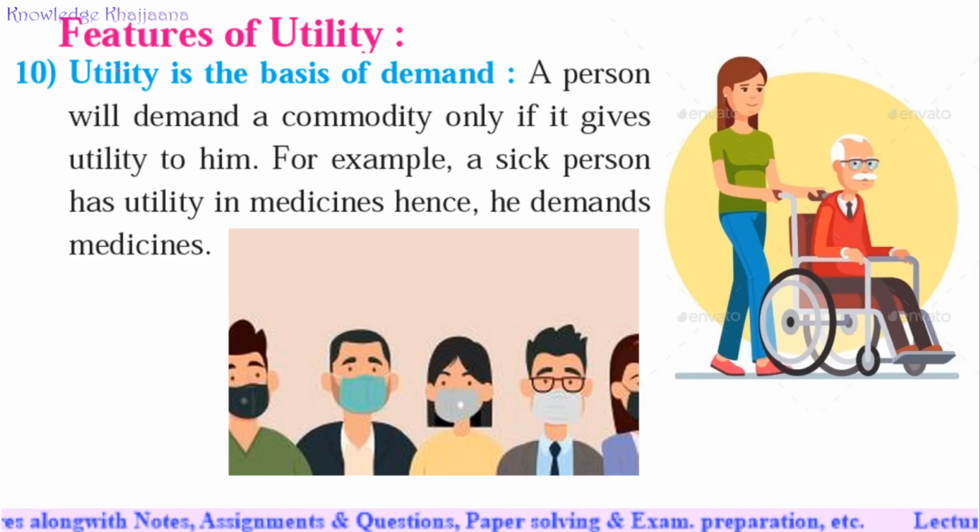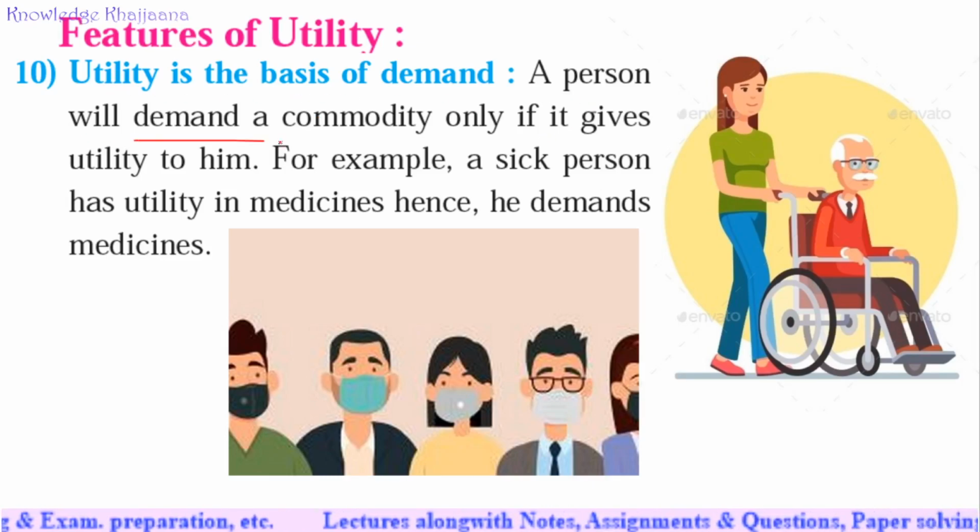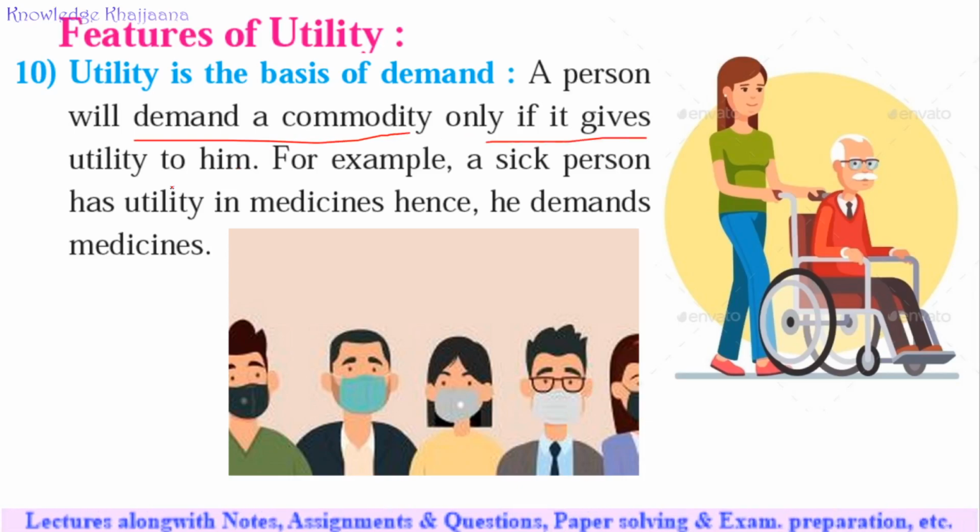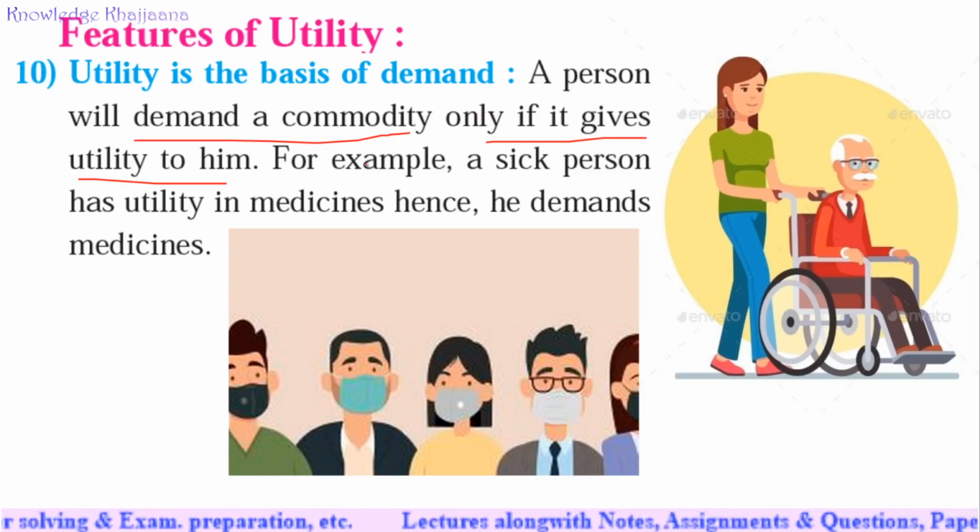The last feature of utility is the basis of demand. See, a person will demand a commodity only if it gives utility to him. For example, a sick person has utility in medicines, hence he demands medicine. These days the utility of masks is more because there is demand for it. It means whenever there is demand, then utility arises.